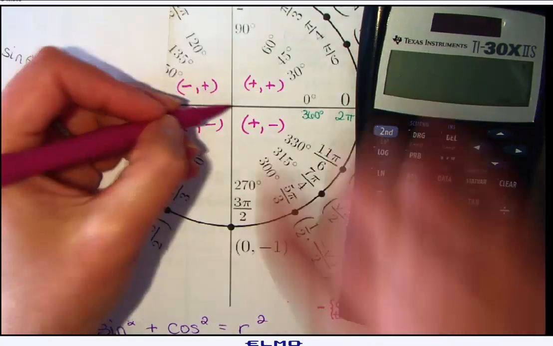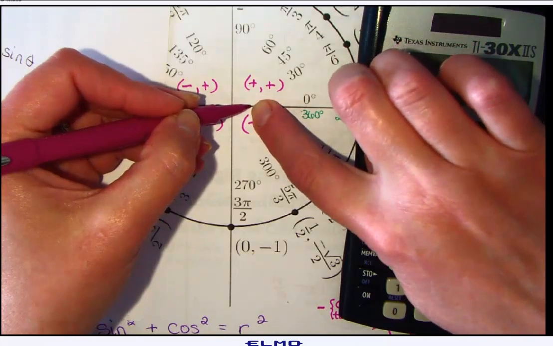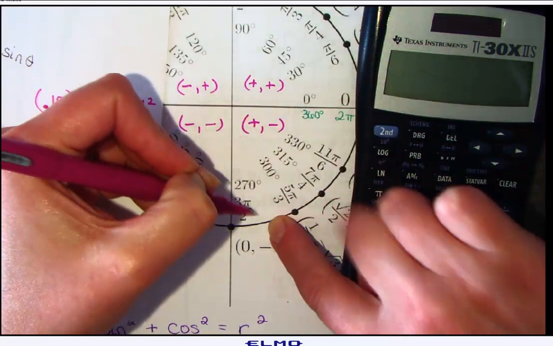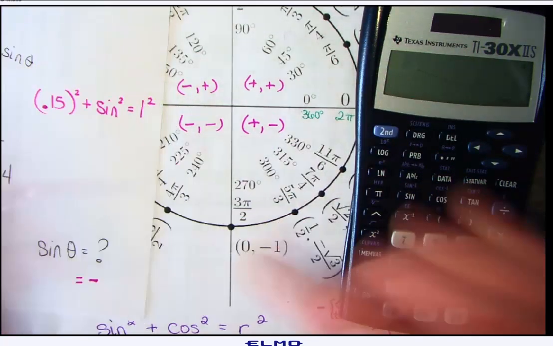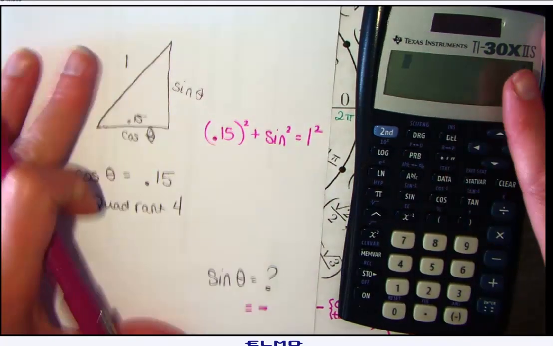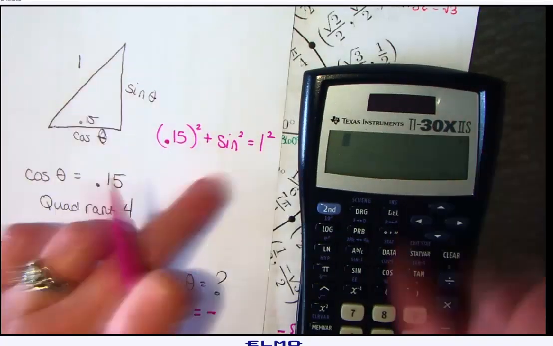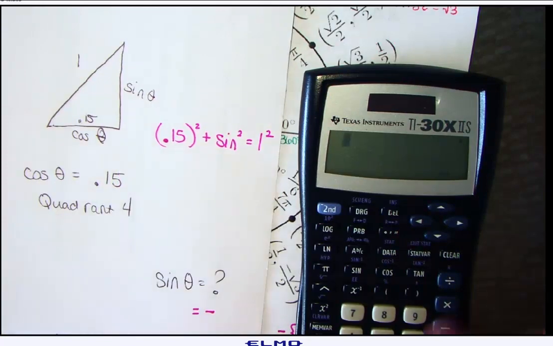Okay, I know it's tiny because it's only moving just a little bit off the x-axis. So it's going to be somewhere like down here somewhere. I don't even know where. But it doesn't ask me to calculate the angle. It just asks me to find the sine value. So I'm going to start with the math that I do know.